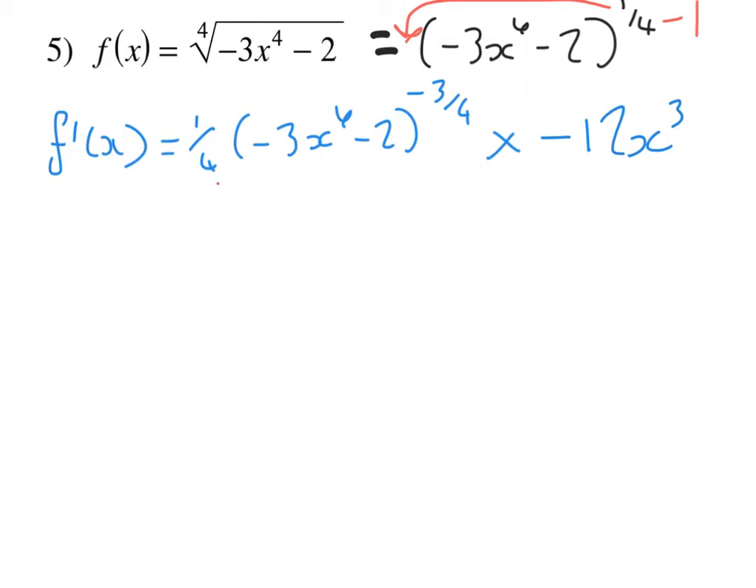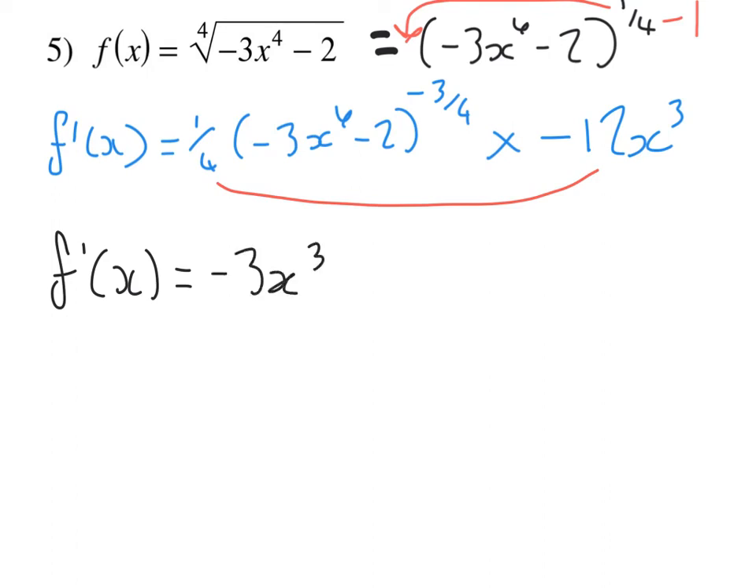And I cannot differentiate the minus 2 because there's no x. So now I need to multiply the quarter by minus 12x cubed. So my derivative is going to be a quarter of 12, which is going to be 3. So minus 3x cubed multiplied by minus 3x to the power of 4 minus 2 raised to the power of minus 3/4.